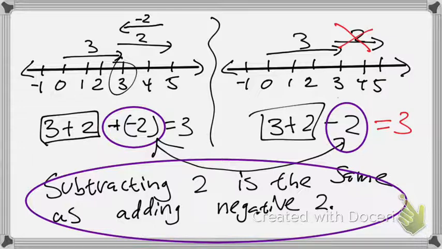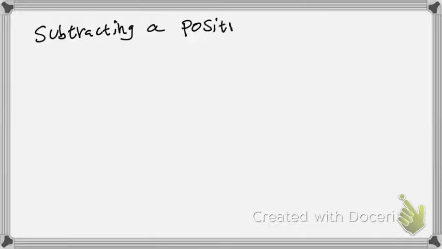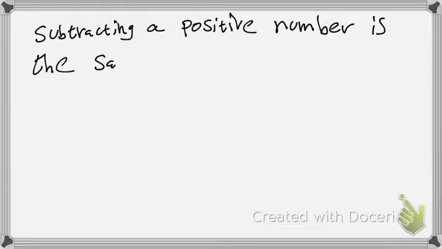So let's write that even below this. I'm going to erase all this. So underneath it, we'll write something similar. So subtracting, that was a positive 2 we'd subtract, right? Subtracting a positive number is the same as adding its negative version.